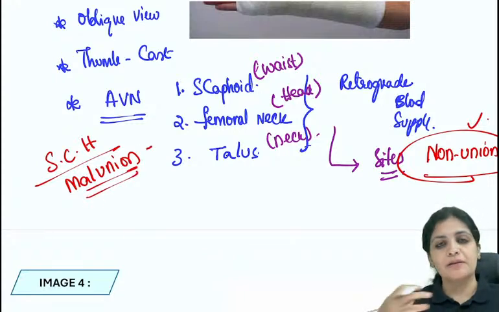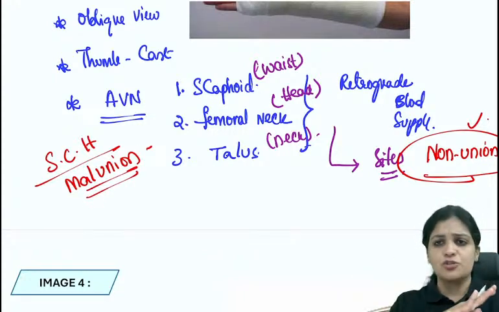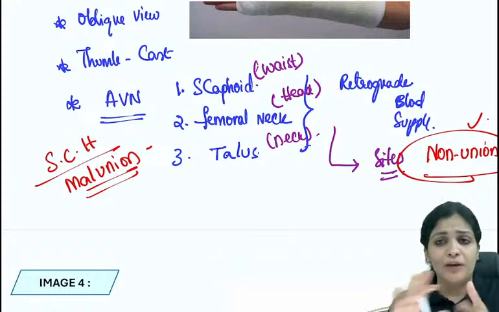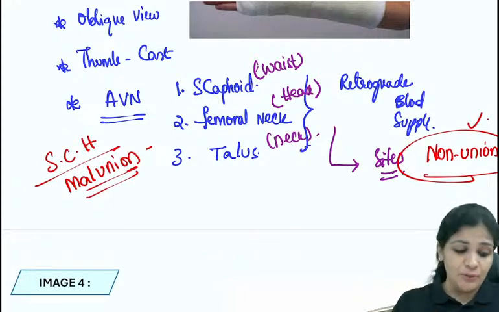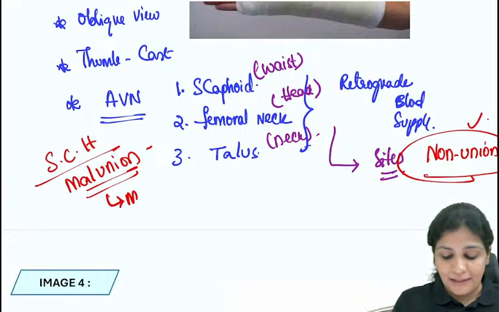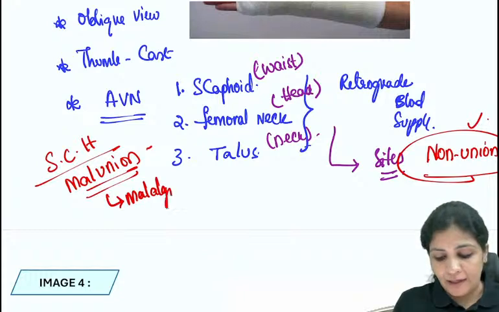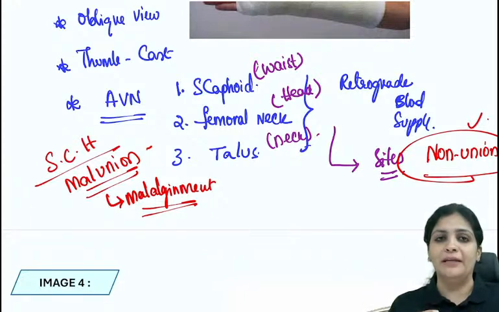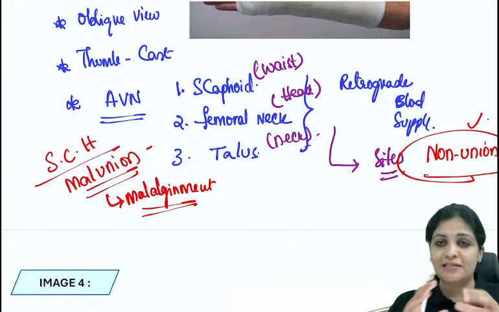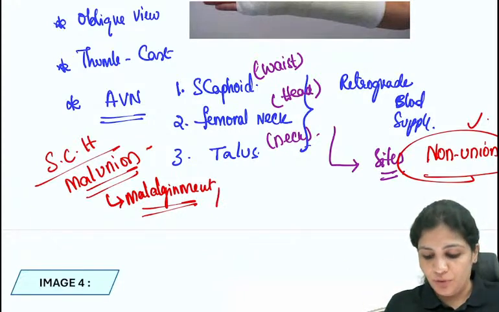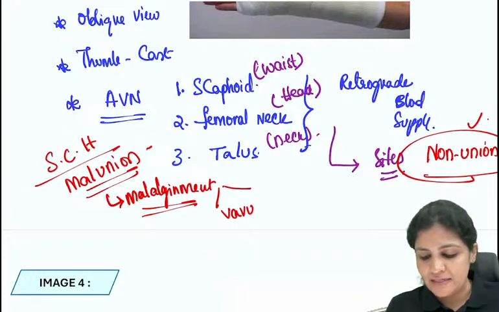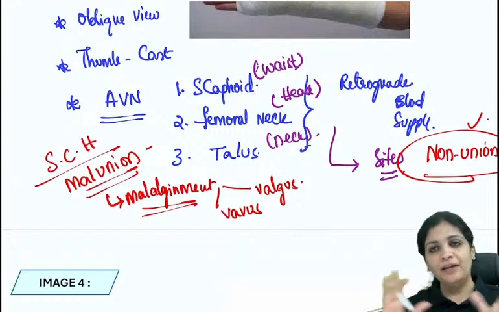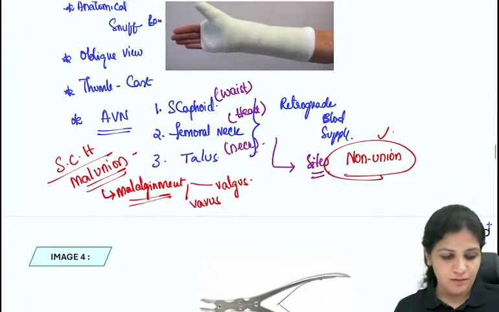Malunion, what is the meaning of malunion? Non-union means there is no union because the fracture is not uniting at all. What is malunion? There is a union, but there is malalignment of the fracture. So instead of uniting normally, it malunites. There is a change in the direction of the union. Hence, it results in varus or valgus depending upon the fracture. So that is malunion and non-union, right?